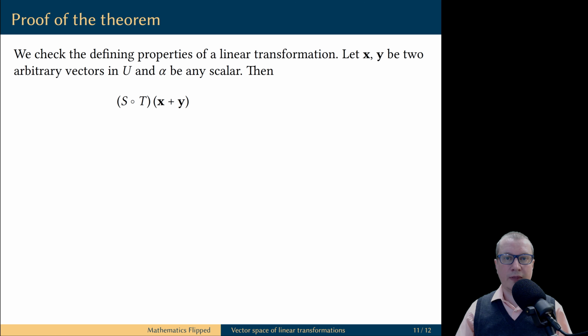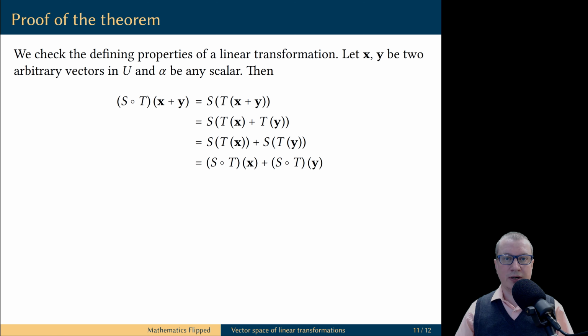First, we compute the value of the composition at the vector x plus y. We use the definition of the composition of linear transformations. Then we recall that T is a linear transformation, and then we also recall that S is a linear transformation. Now, just recognize these values as values of the composition of S and T on x and y.